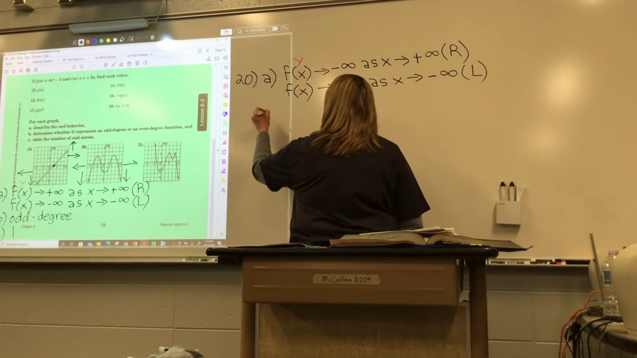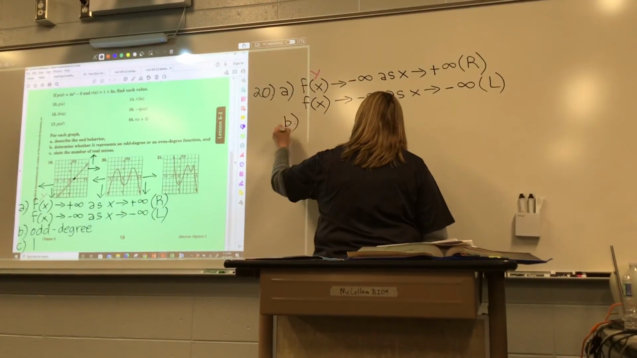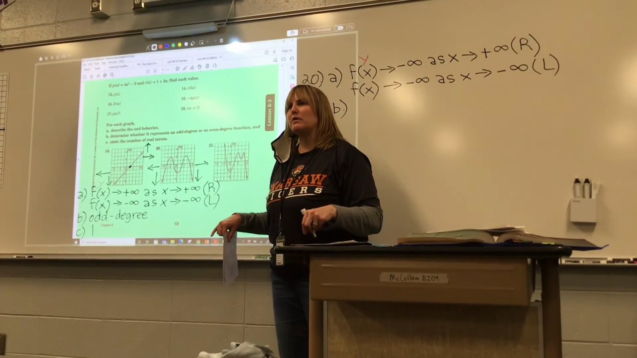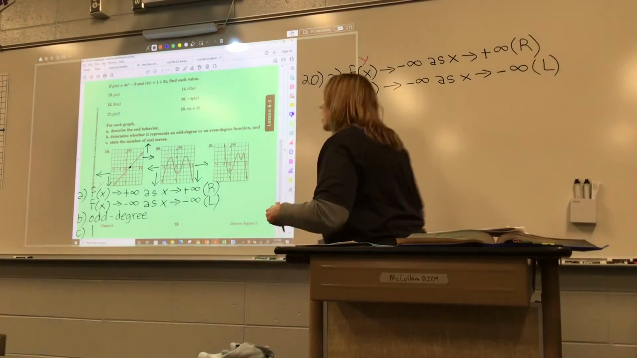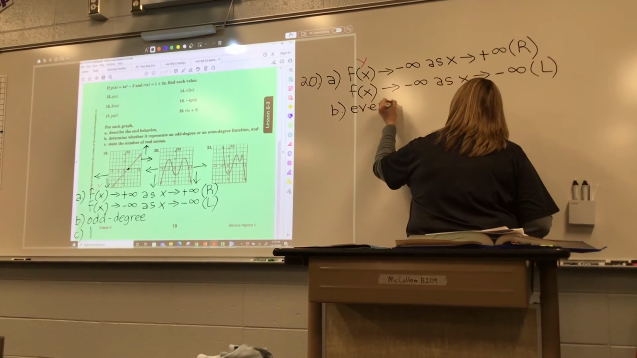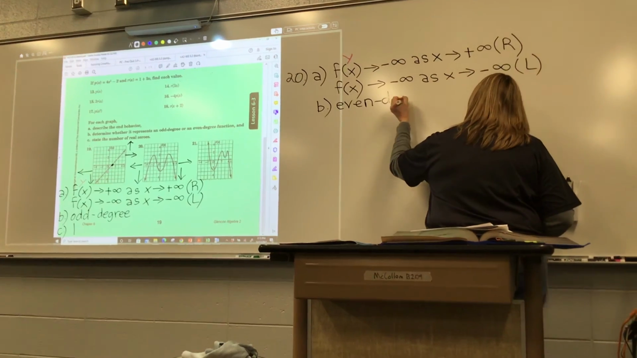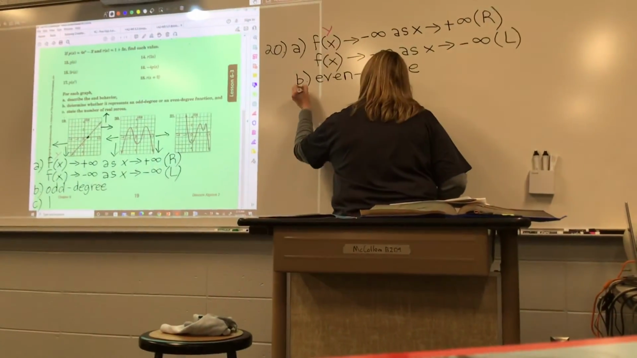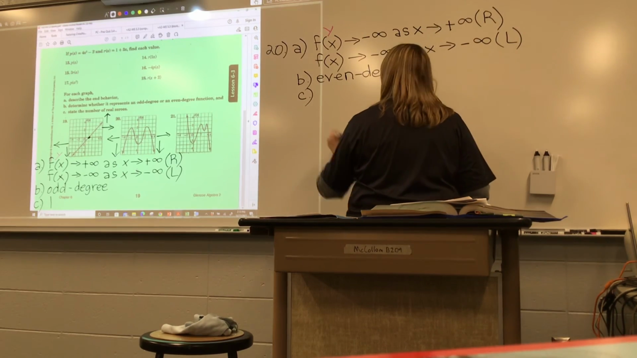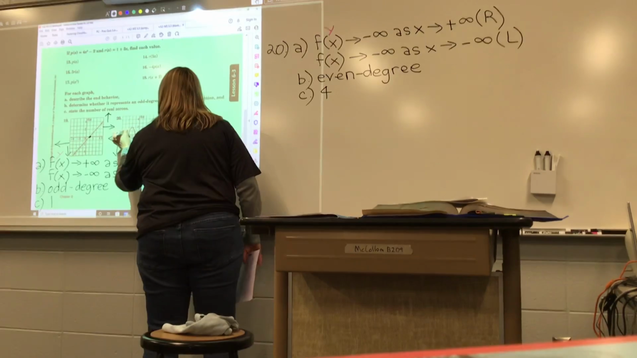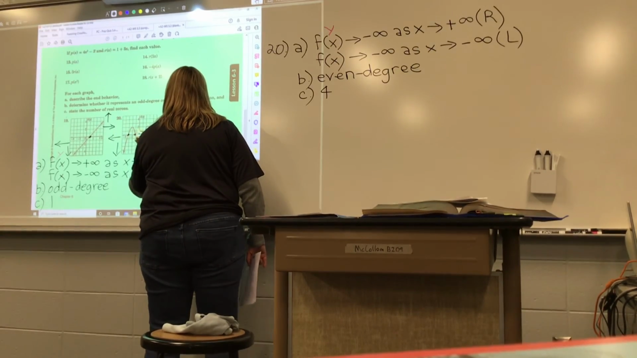Part B here, it asks the degree. Do the ends have the opposite or the same behavior? Same, they're both falling. When it's the same, we say the function is even degree. And how many real zeros do you see? 4. It crosses the x-axis 1, 2, 3, 4.